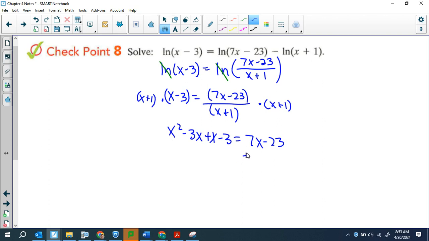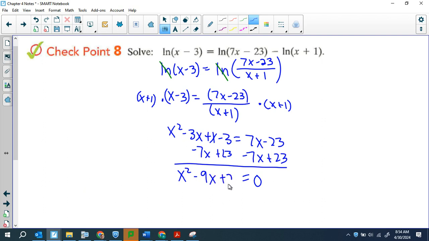We're going to have to get this equal to 0 because we're going to have to SAM factor. So I'm going to do the opposite of subtract 7x and add 23. So that means my right side is 0. On the left side of x squared, I combine all my x's. Negative 3x plus x is negative 2x. Minus 7x is negative 9x. 23 minus 3 is positive 20.